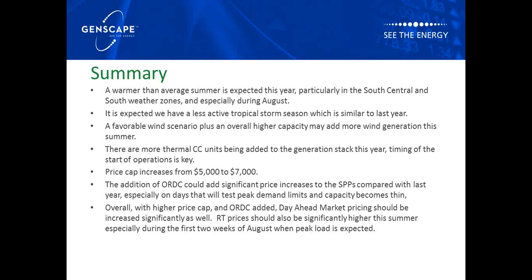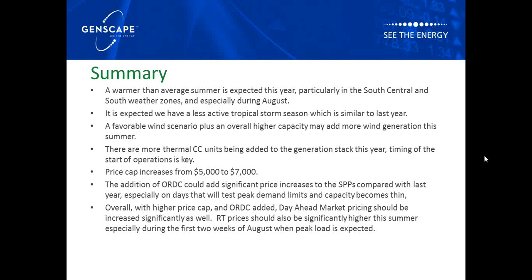And so, in summary, we're expecting a warmer than average year, particularly in the south central and south weather zones, and especially during August. We expect a less active tropical storm season, which is similar to last year. A favorable wind scenario plus an overall high capacity may add more wind generation this summer. And there are more thermal CC units being added, especially those Panda units. I think that's going to be a big player this summer. Once those go live, I think it's really going to affect the market.